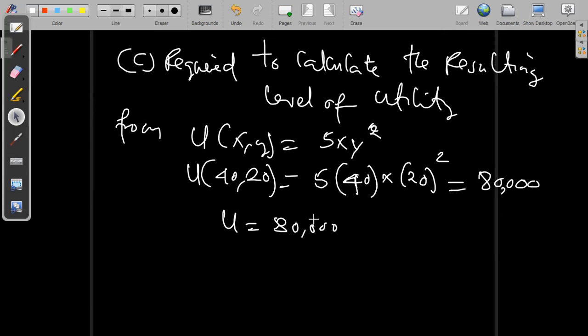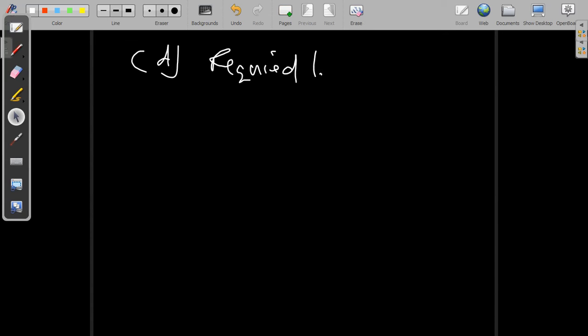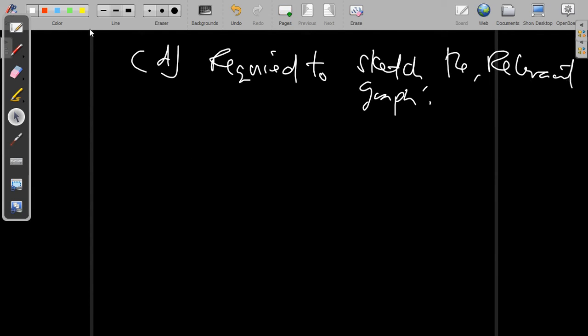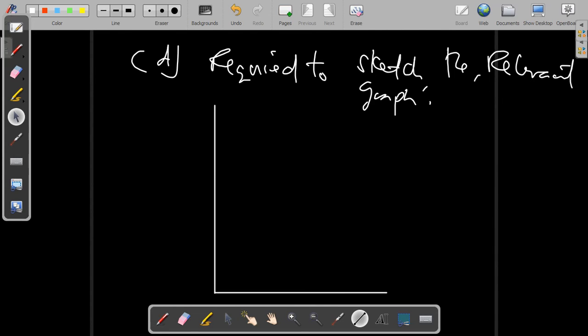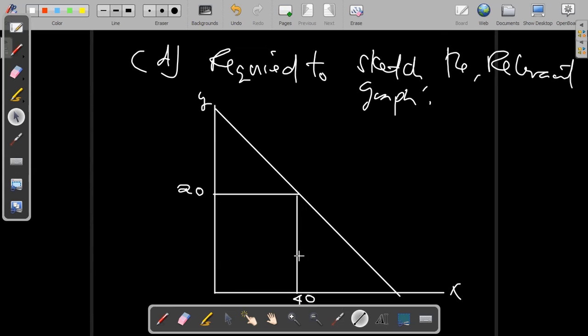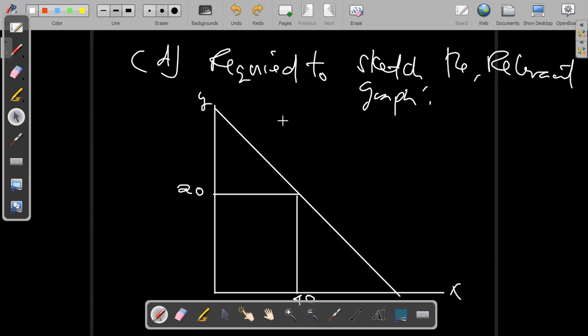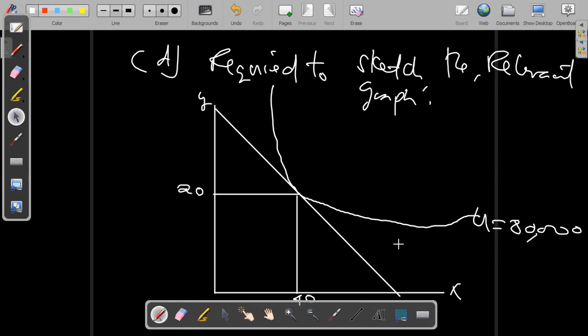So after obtaining the level of utility, now let's look at how we can sketch the relevant curve, the relevant graph. So we are required to sketch out the relevant curve. These are obtained from the previous data that you have made. So we draw the y-axis and the x-axis. We begin by showing the quantity of x and y that maximize the utility, that is, on the y-axis 20 and on the x-axis 40. So draw the budget line, then construct a curve, what is known as the indifference curve, that cuts across the budget line. That gives you the level of utility, that is 8000.